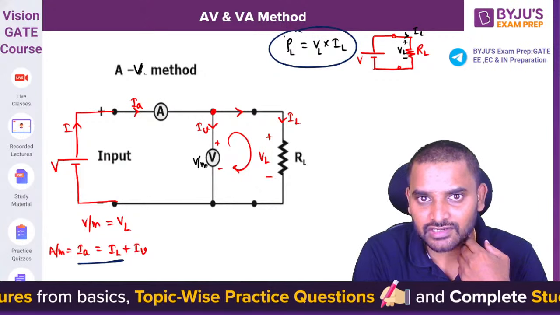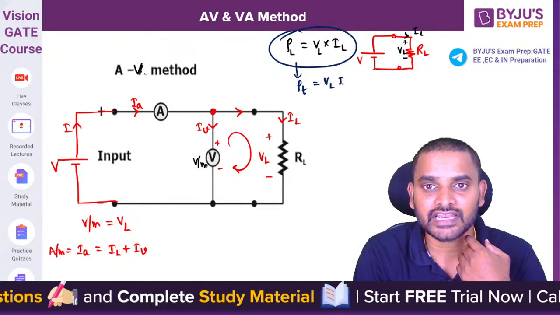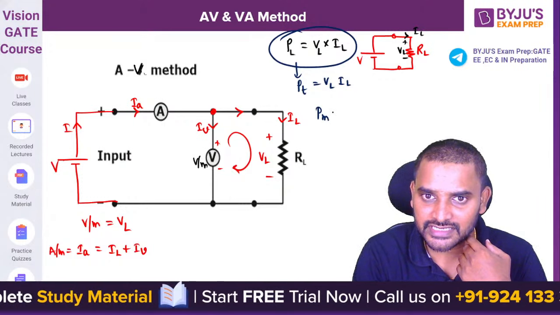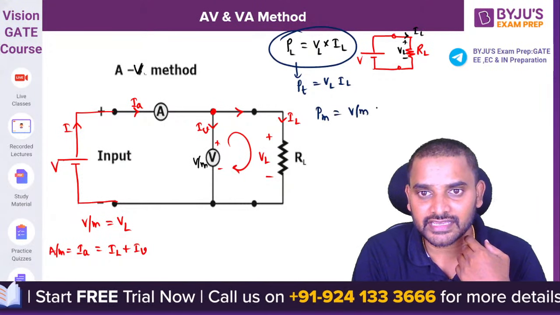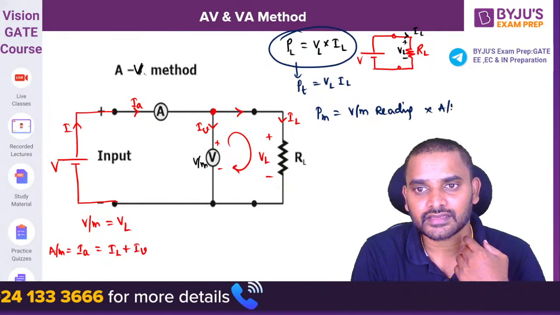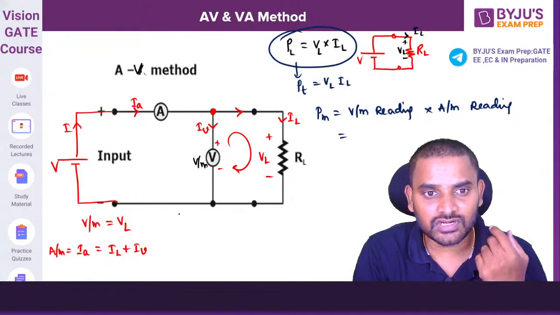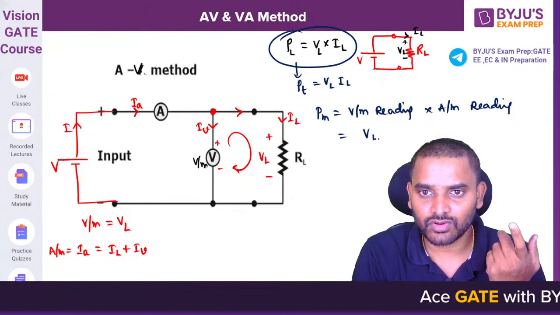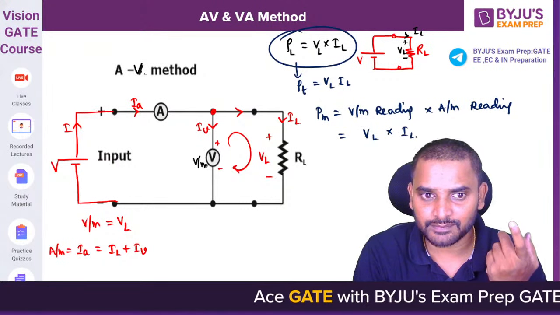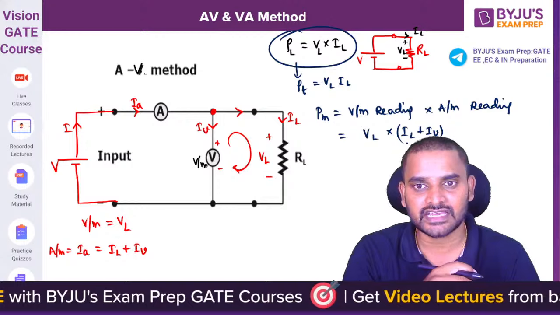This is the actual value. We call this true power. The true power is equal to VL IL, and measured power can be taken as voltmeter reading into ammeter reading. What is the voltmeter reading? VL. What is the ammeter reading? IL plus IV. Yes or no?